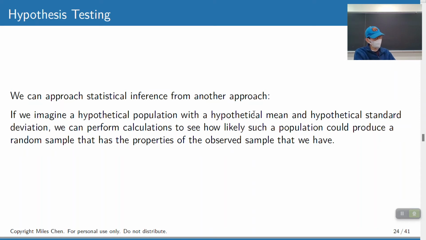Okay, and in hypothesis testing, what we do is we create a null hypothesis, and we imagine a hypothetical population with a hypothetical mean and standard deviation, and we perform calculations under this hypothetical situation. And we ask, what's the probability that such a population could produce the random sample that we have?